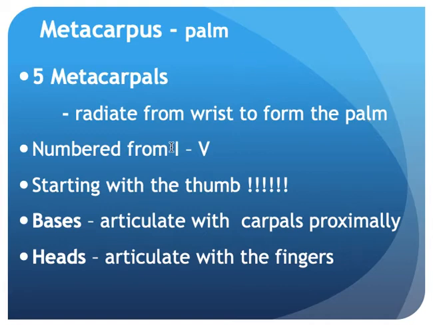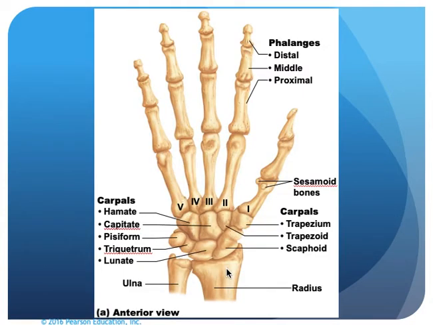So they're numbered 1 through 5. They're going to start with the thumb. So the thumb is number 1. The base is going to articulate with the carpals, again, to form the wrist. The heads are going to articulate with the fingers, and again, those are forming those big knuckles for me on my fist. Okay, so here are my metacarpals.